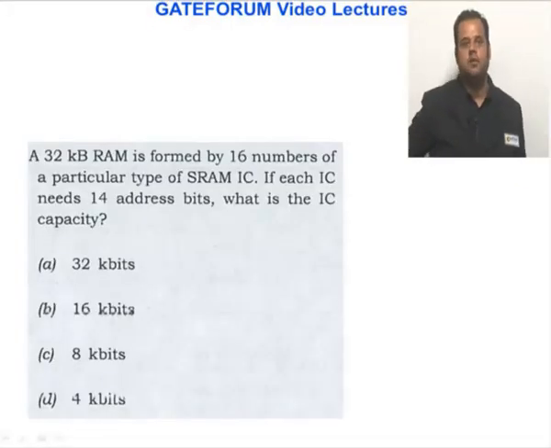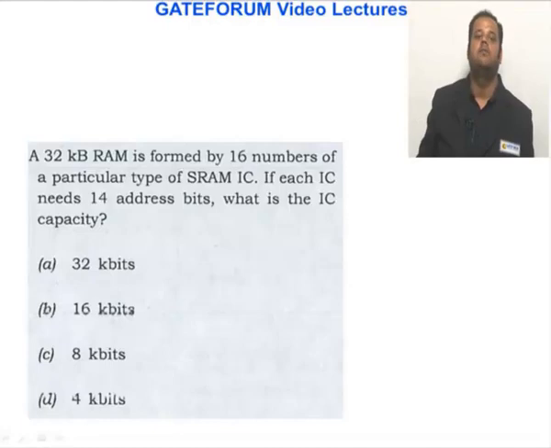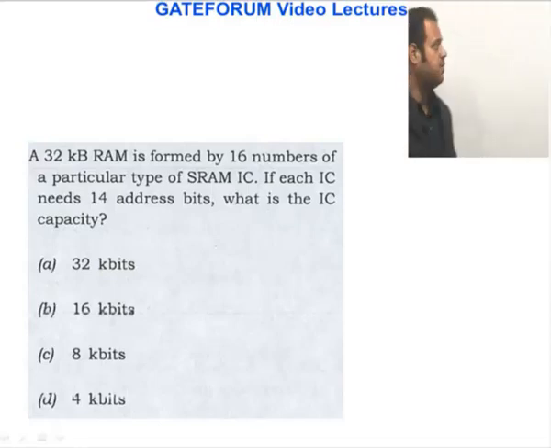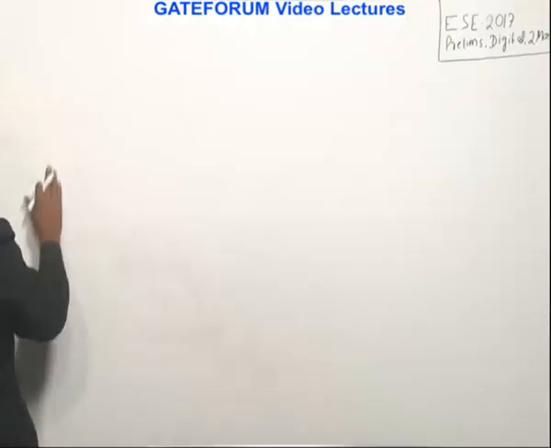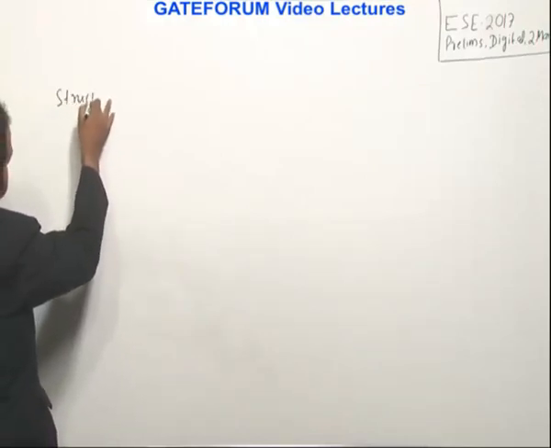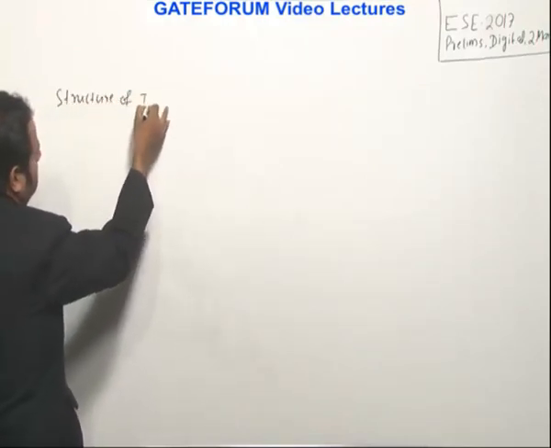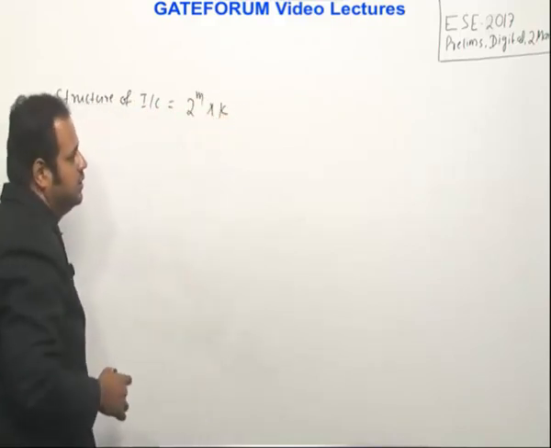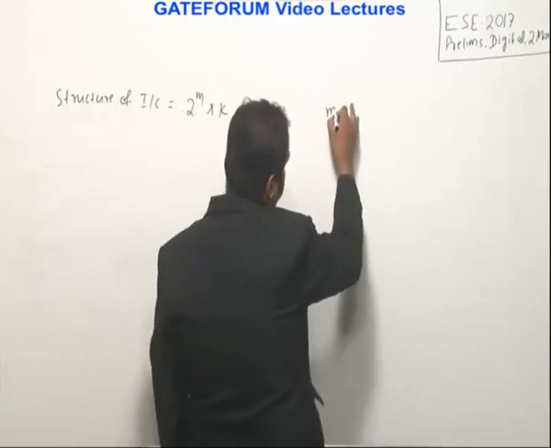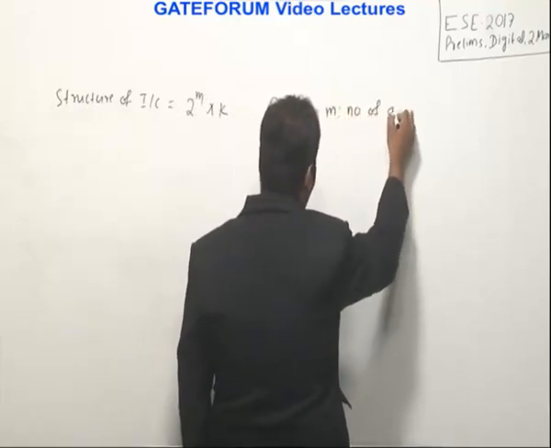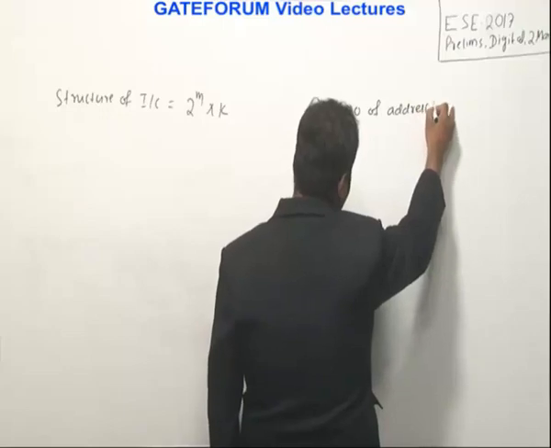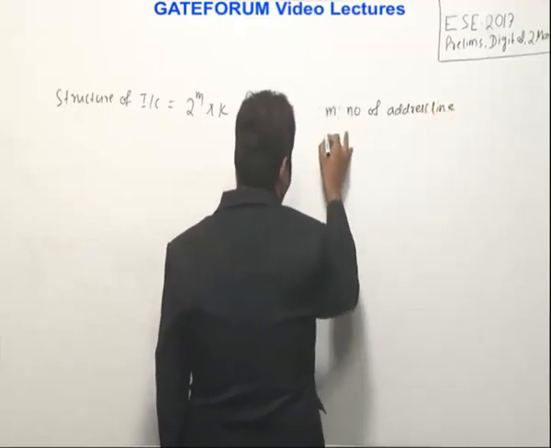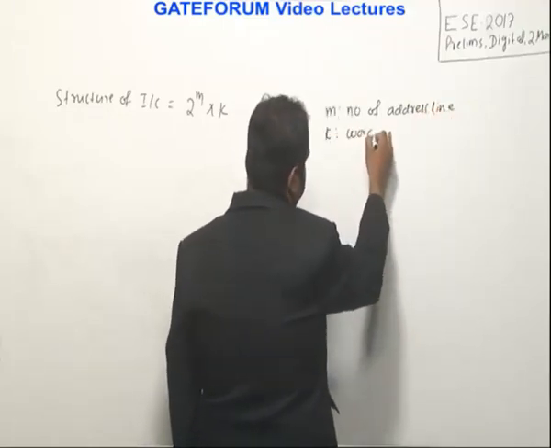A 32 KB RAM is formed by 16 numbers of a particular type of SRAM IC. If each IC needs 14 address bits, what is the IC capacity? And the options are given in the bits forms. Okay. So the structure of IC is given by 2 raised to power m cross k. So what is this m actually? M is the number of address lines, and this k is the word capacity.